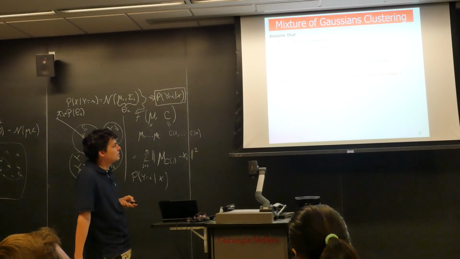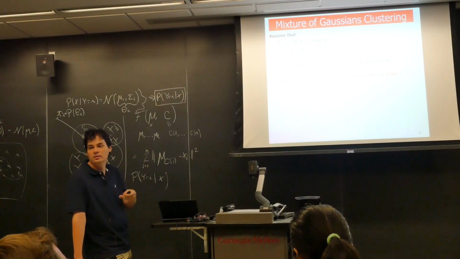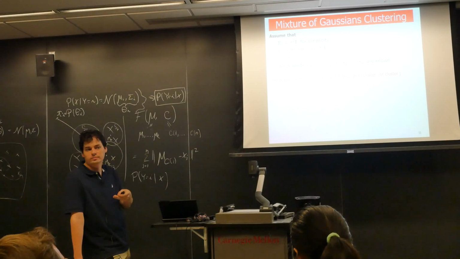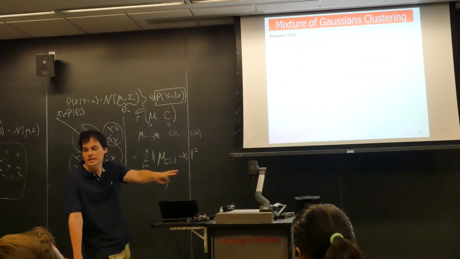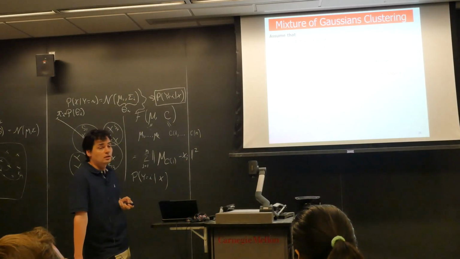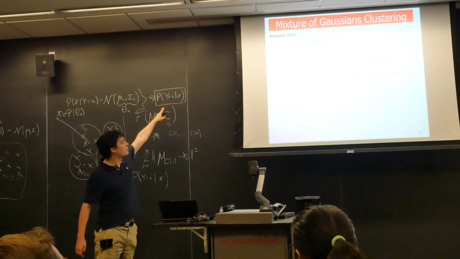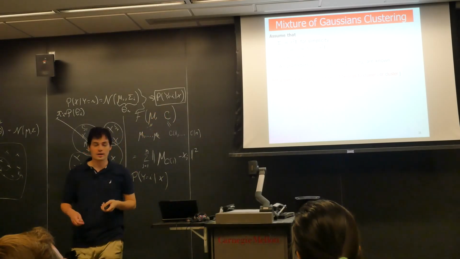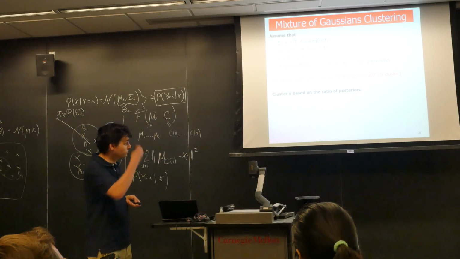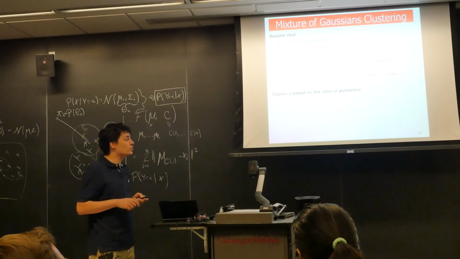Then the question is, for a given x, we want to decide if it belongs to cluster i or cluster j. How should we do that? All the parameters are known. Just calculate the probability and choose the highest. Right, exactly. We calculate these probabilities and we want to choose the highest one.